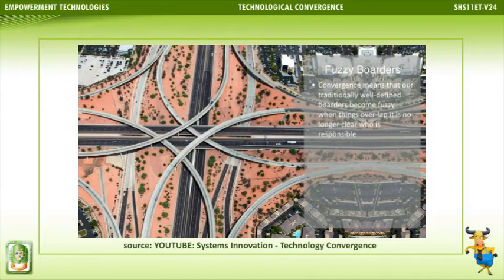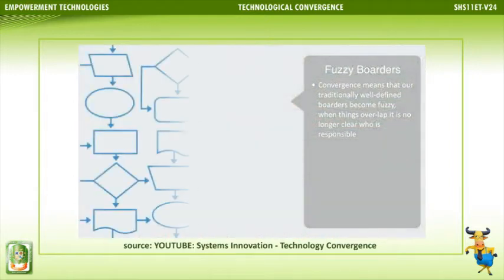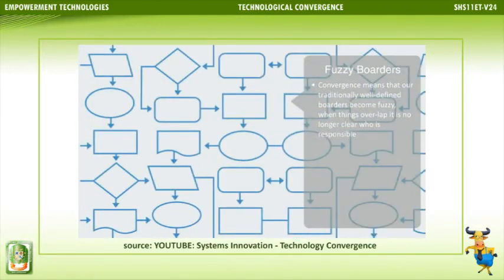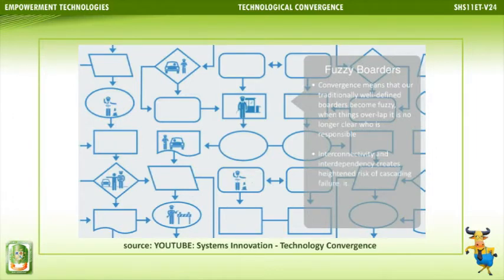The overlapping and integration of many different systems and being able to access all of these systems through a single protocol creates significant security challenges. This interconnectivity and interdependence creates heightened risk of cascading failure. It becomes very difficult to understand and model all of the linkages and interdependencies within these complex networks.